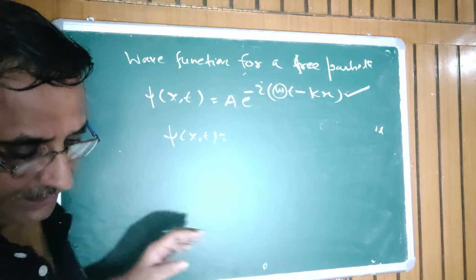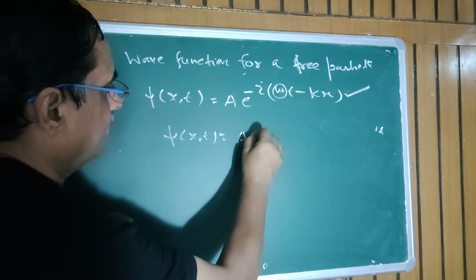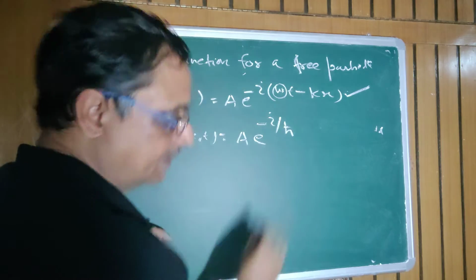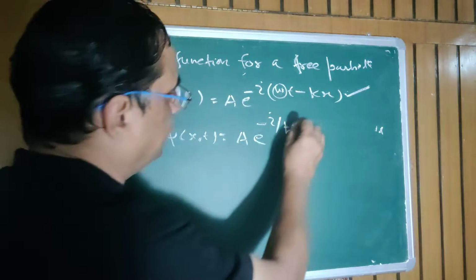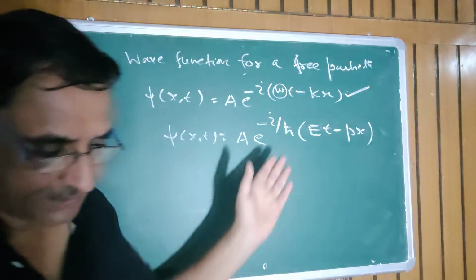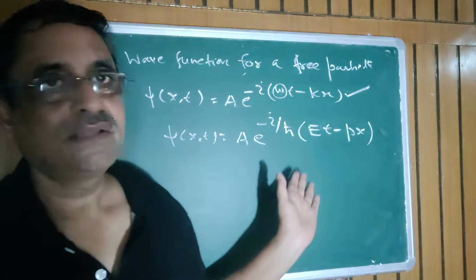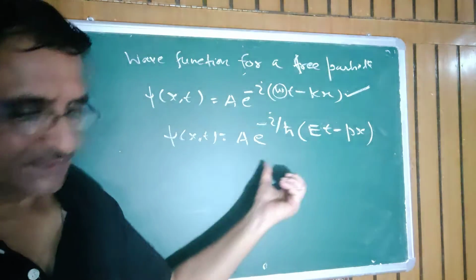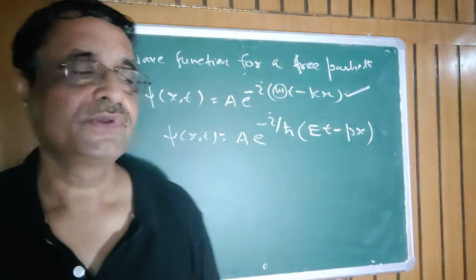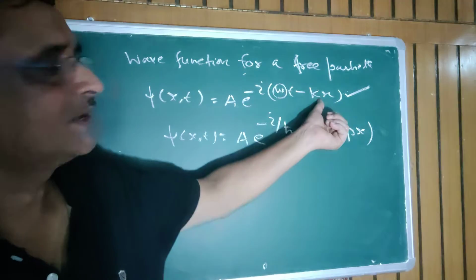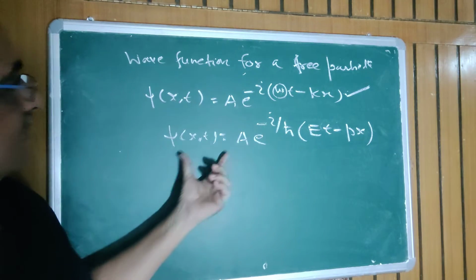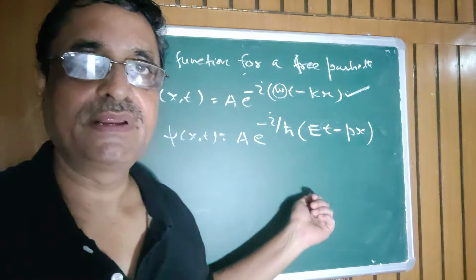psi(x,t) is equal to A e to the power minus iota over h cross into (Et minus px). Simply see your notes, lambda is equal to h over p. From here we have substituted these values. We have done this in yesterday's notes. So if you substitute omega equal to 2 pi nu, k equal to 2 pi by lambda, and then put the values here and solve it, after 2-3 steps you will get this equation.